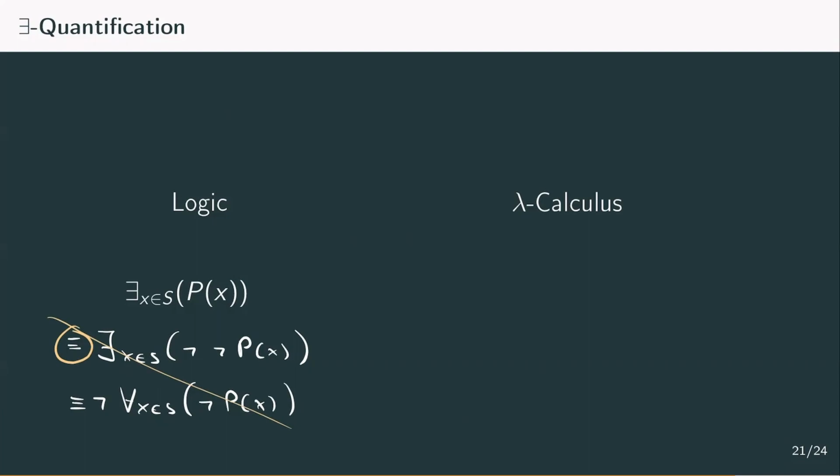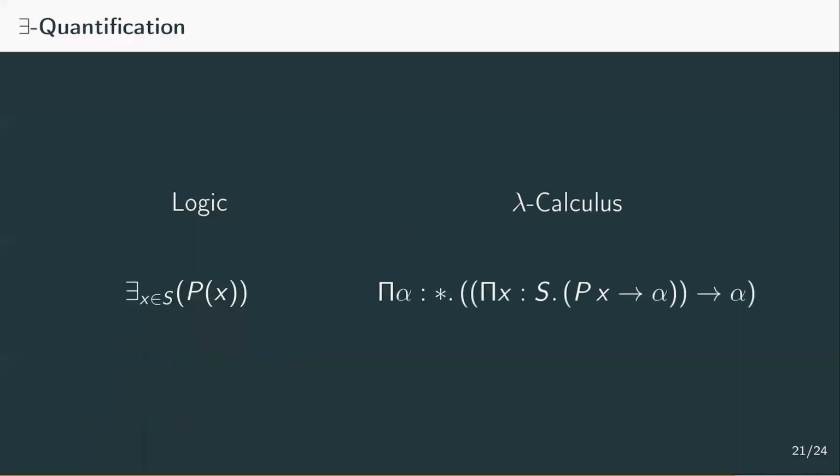This is the definition of the existential quantification as a type. We can translate it into, for all propositions A, if we know that for all elements x in S, it holds that P of x implies A, then A holds. It's not easy to see that these two formulas are equivalent. For an in-depth analysis of its origin, we recommend TTFP chapter 7.5.